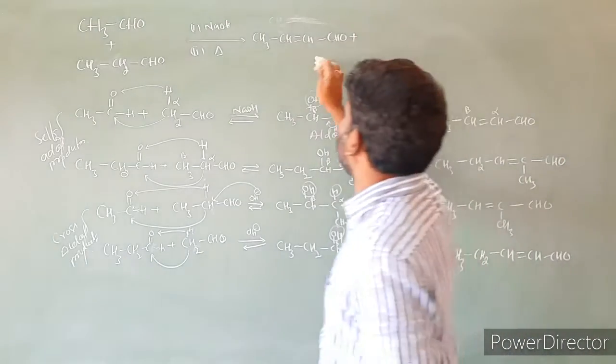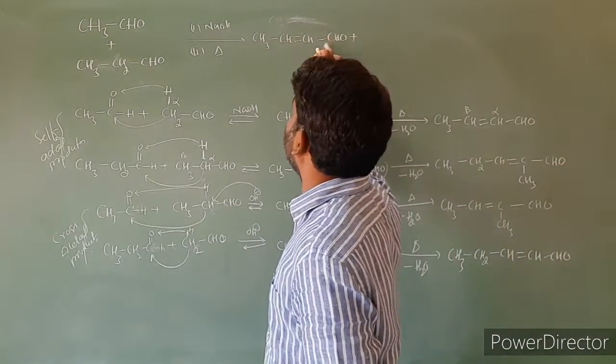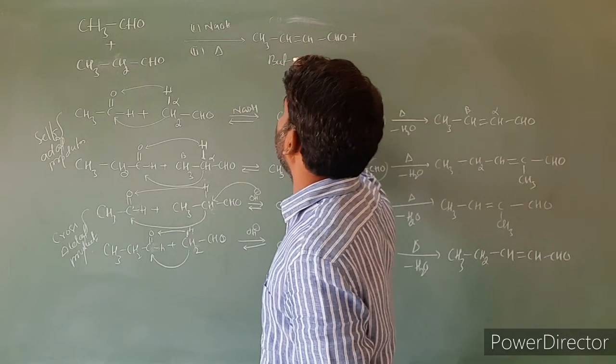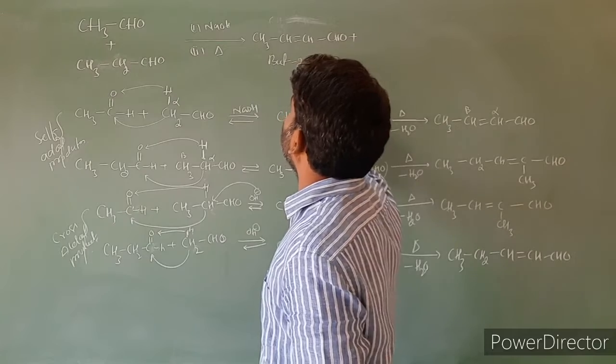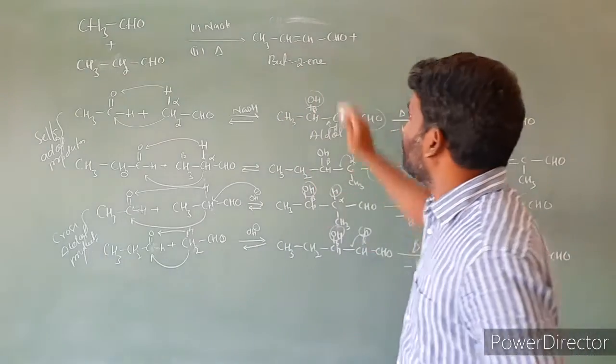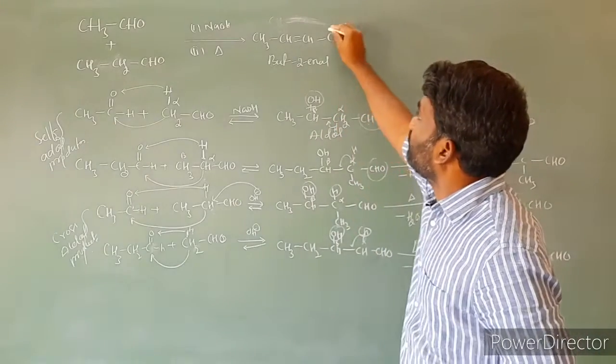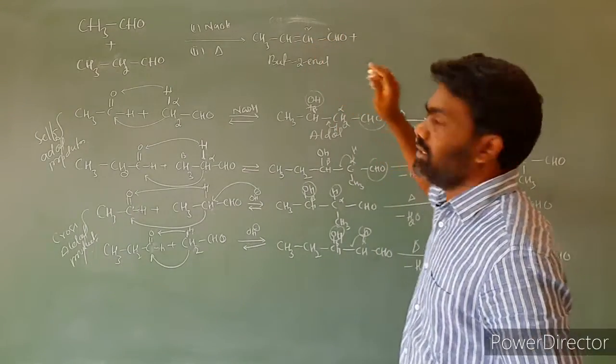What is the name of this product? 1, 2, 3, 4: 4 carbons are there. Then we write it as but. At the second carbon a double bond is there. But-2-enal. This is one product, isn't it? But-2-enal. At the second carbon, this is the second carbon, a double bond is there.